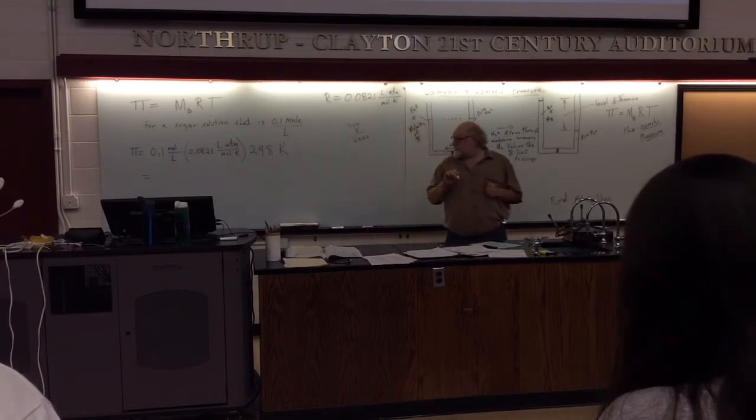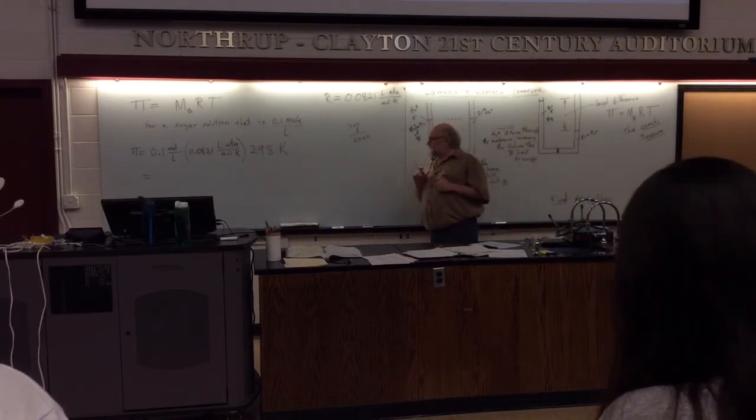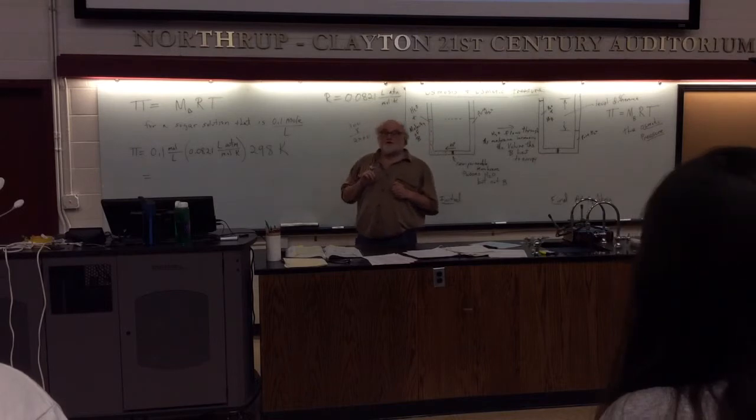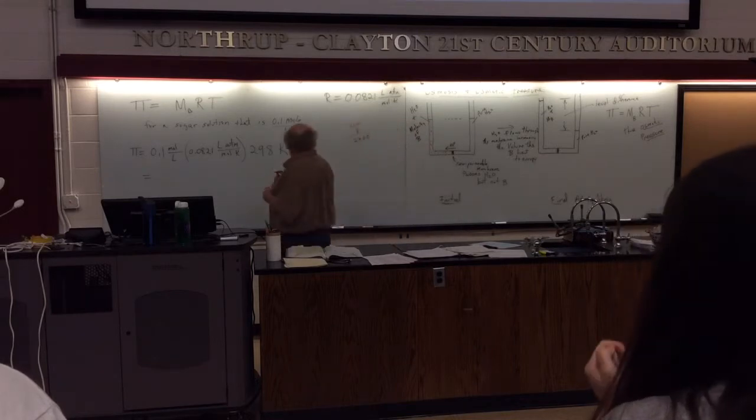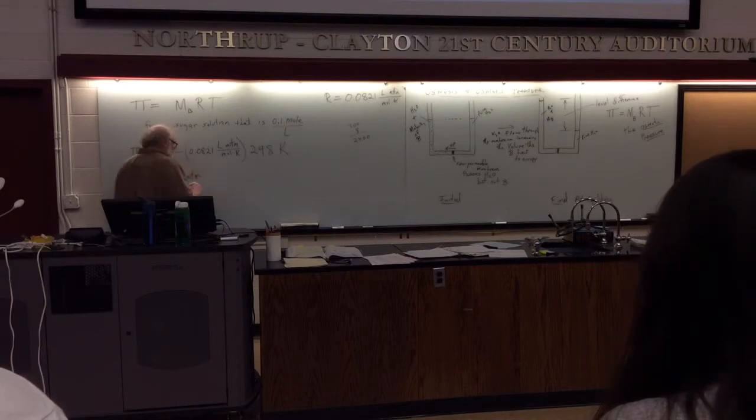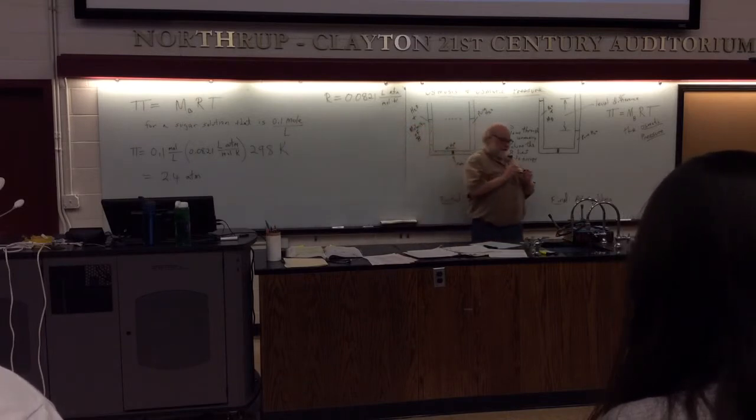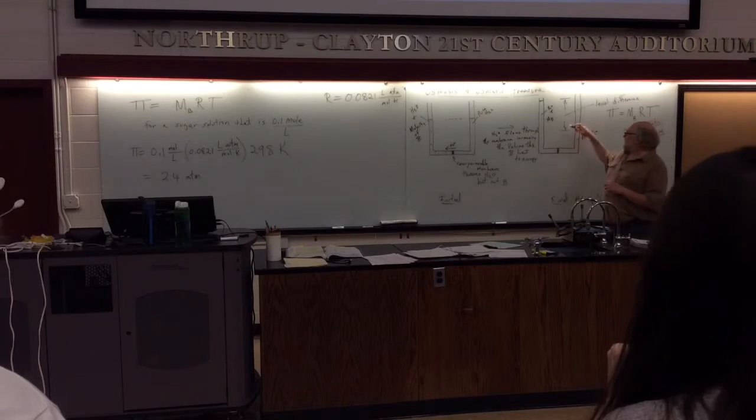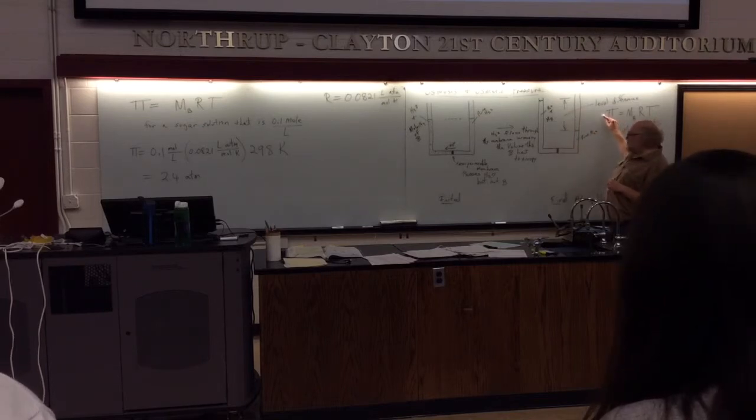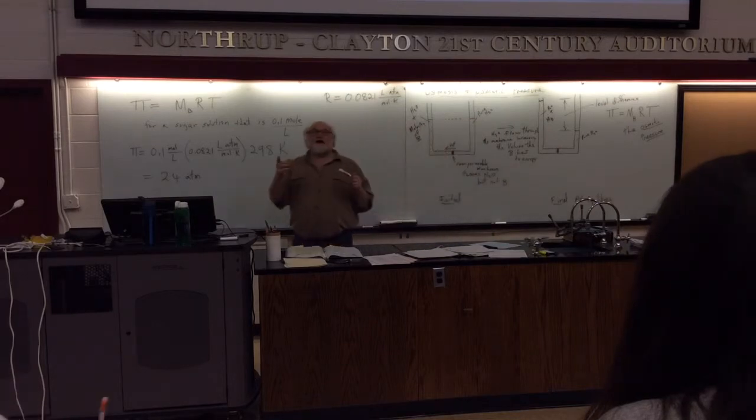Oh, I didn't bring my calculator. Could somebody pop up those numbers? 0.1 times 0.0821 times 298. It's 2.4. That's what I get. 2.4 atmospheres. So that means that this pressure exerted up is 2.4 atmospheres. Well, let's see, how big a column of water is that?